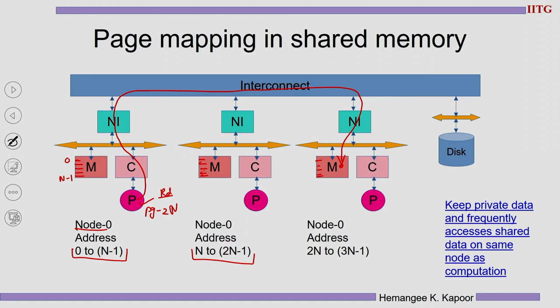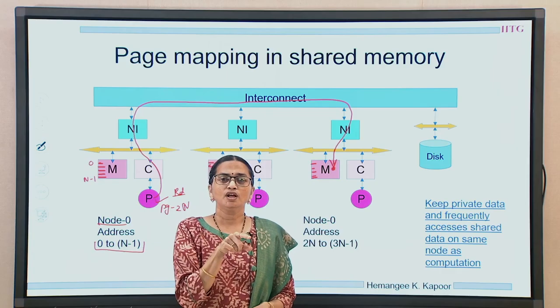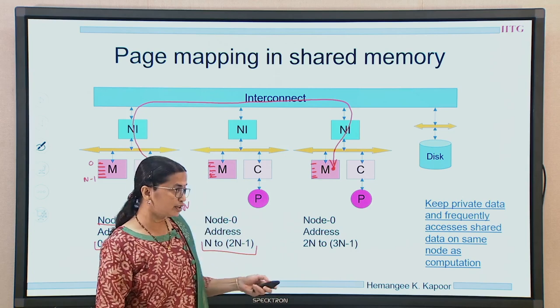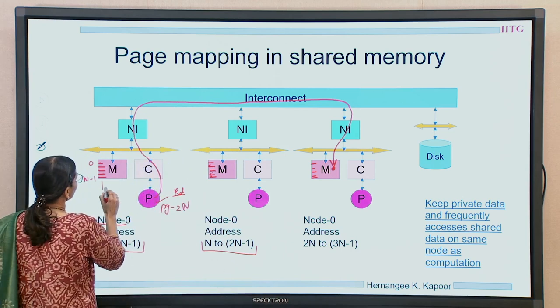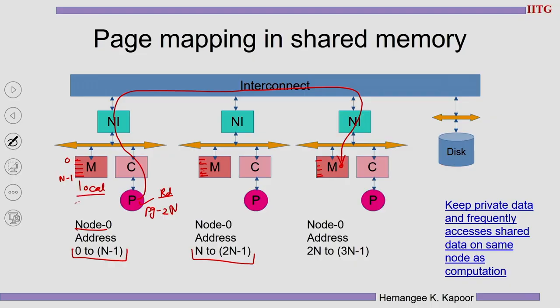However, it should be noted that if this page is a shared page, it can be in any node. But if it is a private page for the first node, it is desirable that this page be mapped to its local memory bank. Okay, so I'm calling this local because it is closer to P. This I am calling a local memory node. And if this access is for a private data item, it is good that it resides on the same node as the compute node.